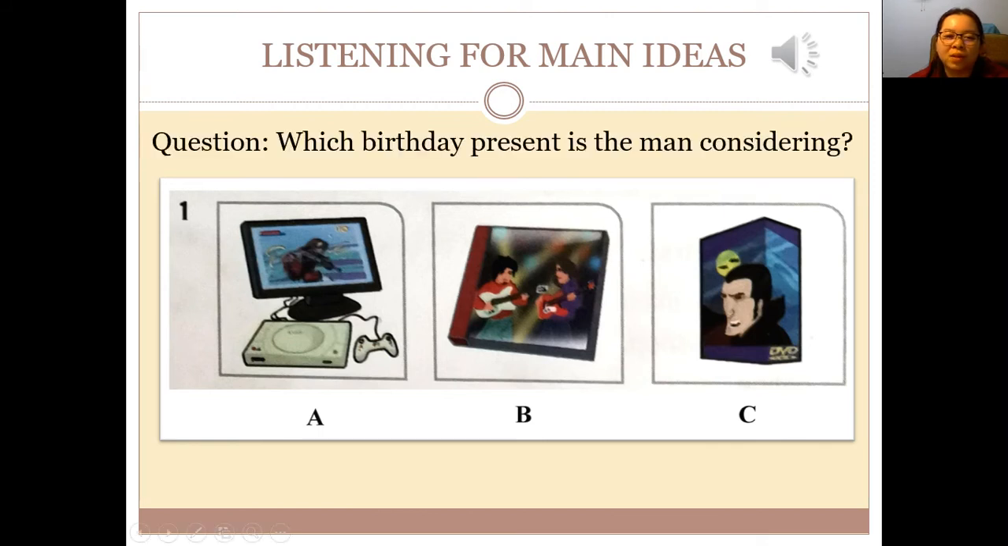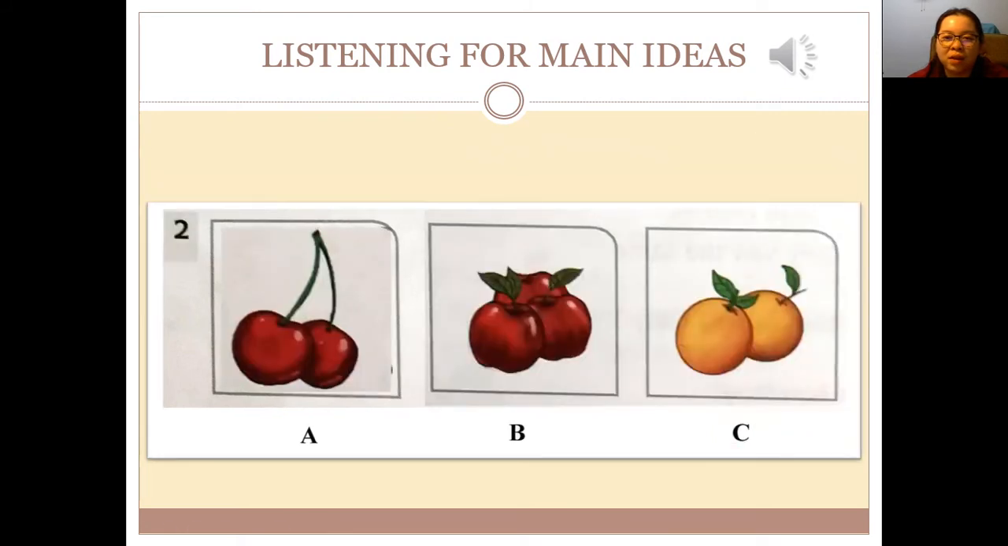Did you get the answer? The question was, which birthday present is the man considering? So the answer is C, a DVD set. Alright, now let's go on to the second question.